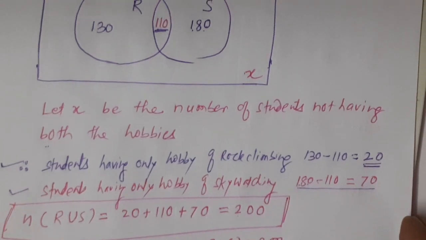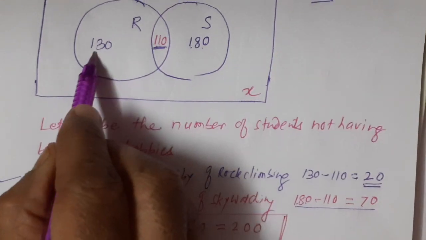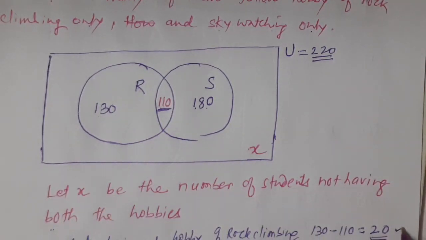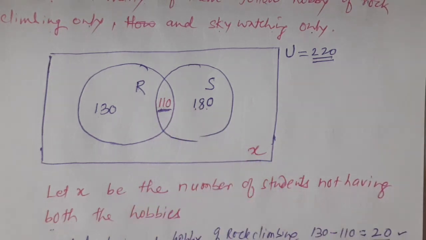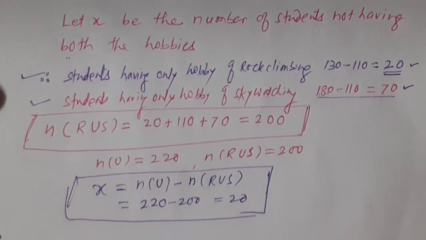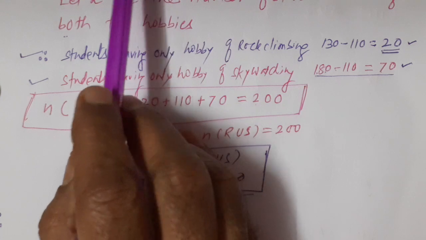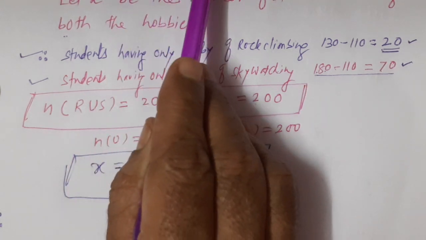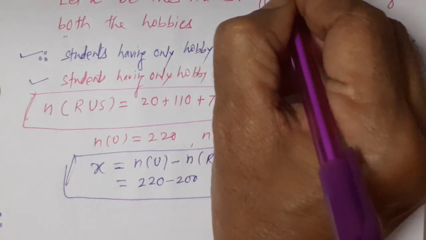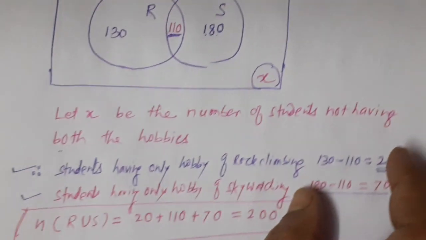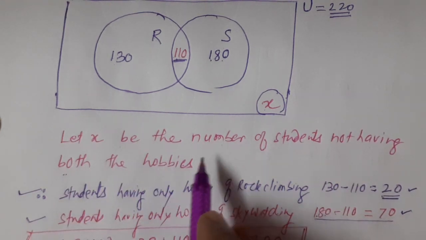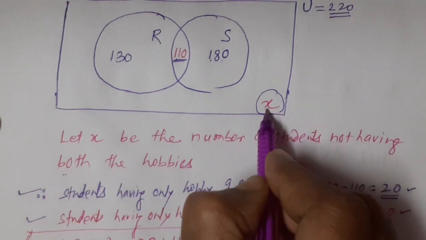This is calculated from the diagram: 130 minus 110 we have calculated as 20, and 180 minus 110 we have calculated as 70. And at last we have to find the students who do not have any hobby of either rock climbing or sky watching, which we have considered as value x. We have considered x to be the number of students who do not have both hobbies.